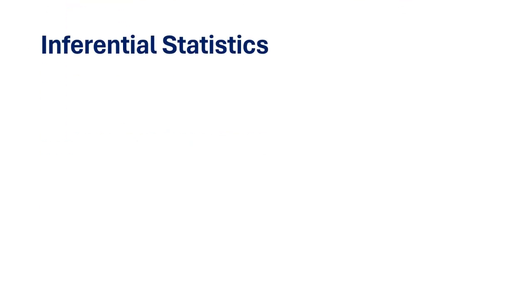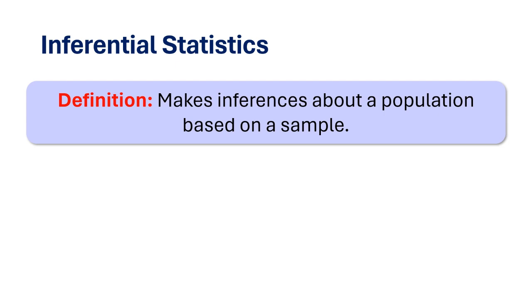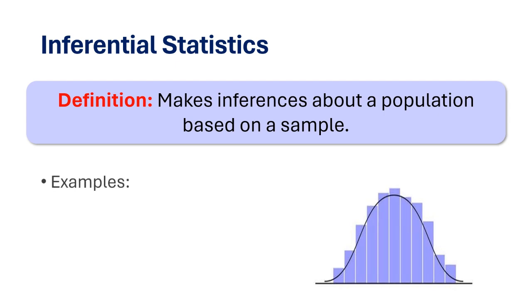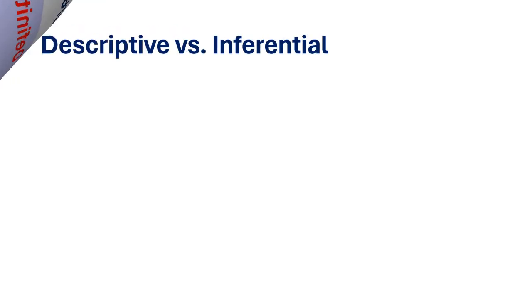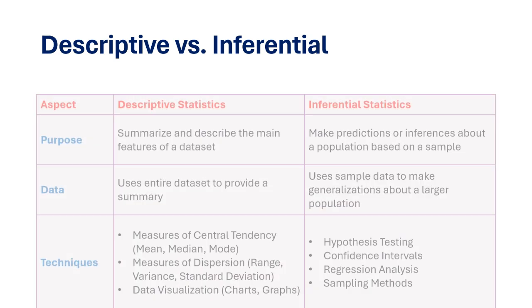Inferential statistics, on the other hand, allow us to make inferences about a population based on a sample of data. This includes techniques like hypothesis testing, confidence intervals, and regression analysis. Inferential statistics are essential for making predictions and generalizations beyond the immediate data.